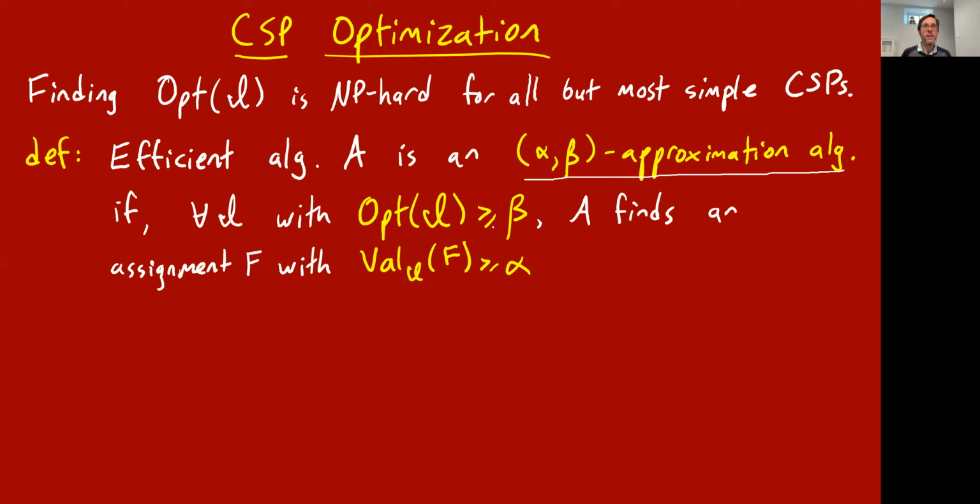For all instances where the optimum is at least beta, the algorithm A is guaranteed to find an assignment whose value is at least alpha. Okay? That's alpha beta. And I have this little mnemonic. I think of beta as standing for best, like that's the best assignment achieves beta. And for me, alpha stands for algorithm. It's like what the algorithm is promised to achieve in this case.